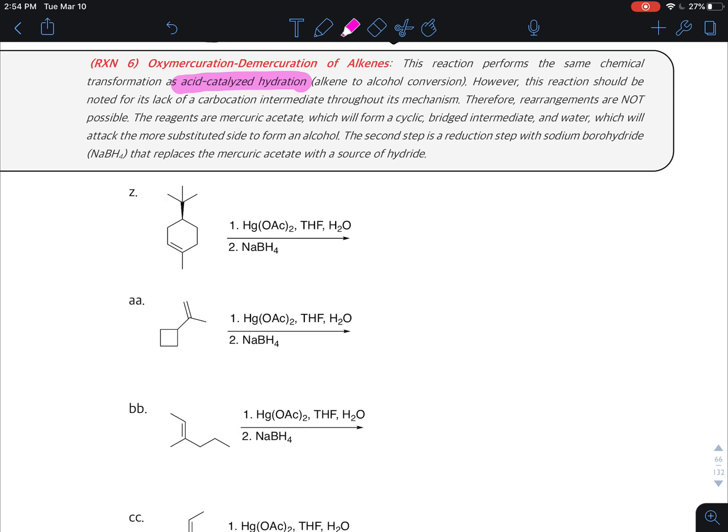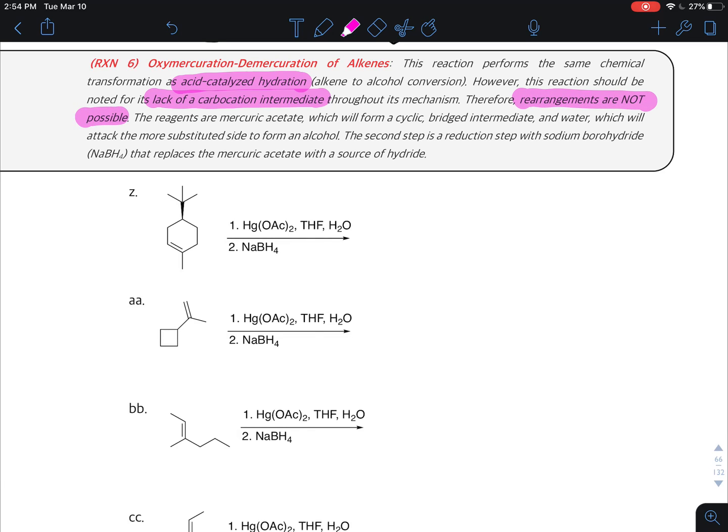However, we should take specific note of the fact that we have a lack of a carbocation intermediate. Okay, we do not have a carbocation, therefore we have a lack of a carbocation intermediate, which therefore means that we cannot rearrange. Rearrangements are not possible.